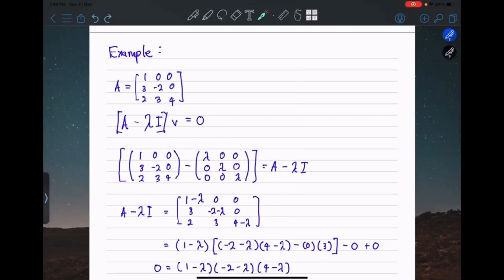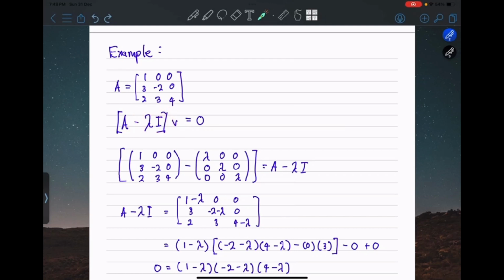Now we can start doing a more tricky question. This one is not like before. This one is a 3 by 3 matrix. Yes. So given this one, this A is 1, 0, 0, 3, negative 2, 0, 2, 3, 4. So just like before, you can use this particular formula, and then you just fill in the A and this, what do you call this?